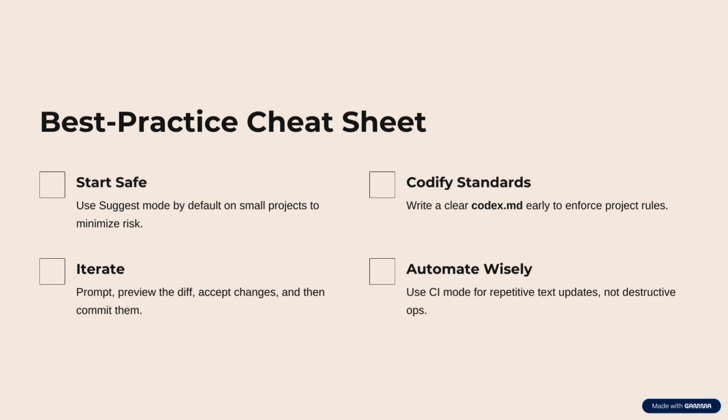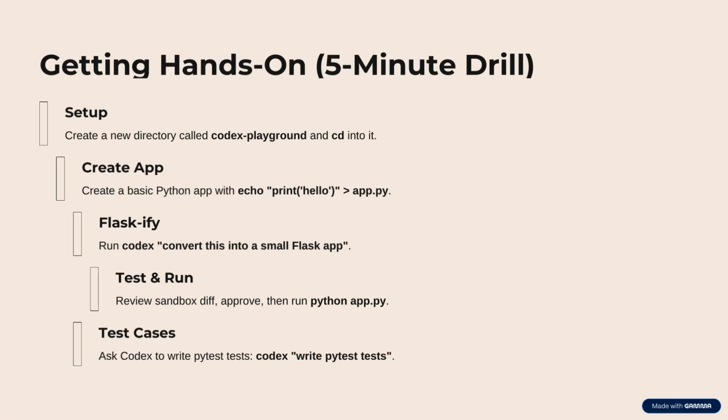Best practice cheat sheet. Here's a quick summary of best practices for safely and effectively using Codex. Start safely with default approval settings. Clearly define your project's style and rules in a codex.md. Treat Codex-generated changes like any other contribution. Review, test, and commit. Use automation wisely to eliminate repetitive manual tasks. Follow this, and you'll maximize your productivity without sacrificing quality.